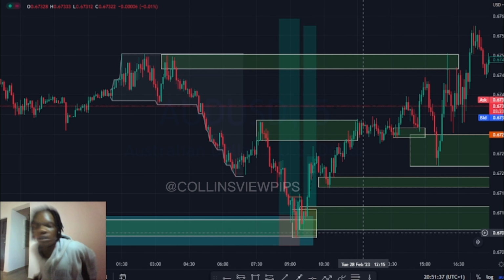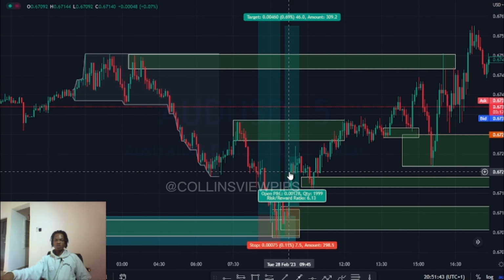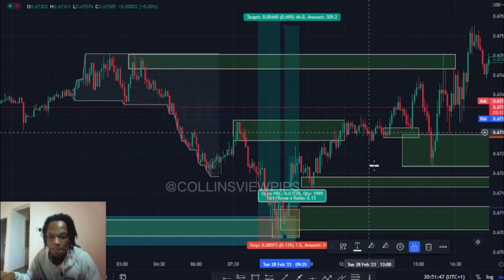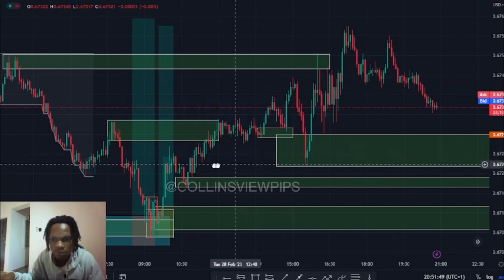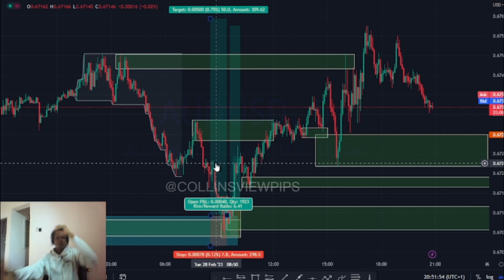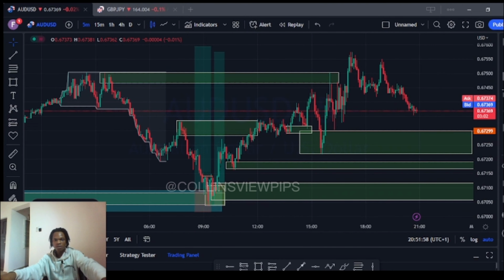This is my second entry, the 5 minutes. As you can see, both of them topped at a 1 to 6. Market topped at a 1 to 6. I actually posted the trade on my YouTube, so you can do well to check that out.